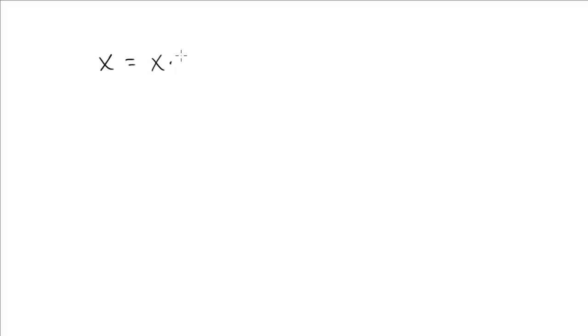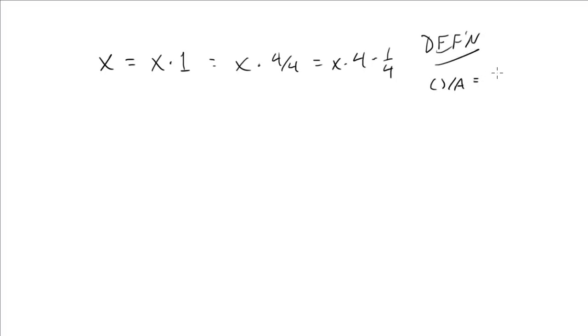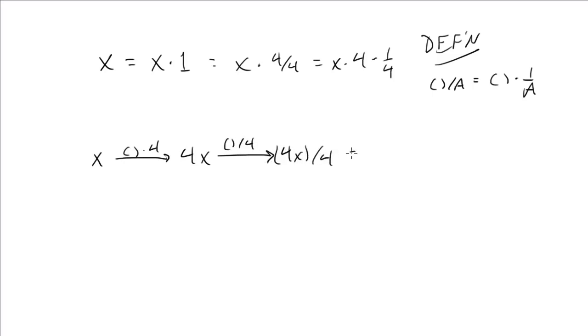For multiplication, it's the same thing, but you're multiplying by 1 instead of adding 0. There is no division, there's only multiplying by reciprocals. In terms of the function, I multiply by 4, I multiply by 1/4, reorder the multiplication to put the numbers together, and I get back to x.